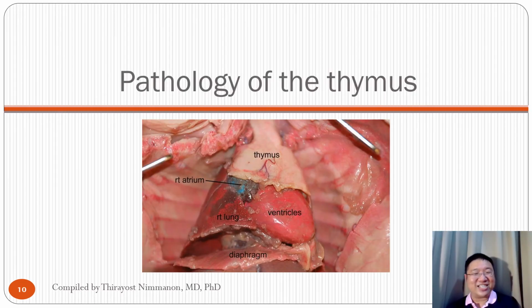And the last organ, the thymus, pathology of the thymus. The thymus is located in the anterior mediastinum, the anterosuperior mediastinum here. In adults, it is quite atrophic. It reaches the largest size during the adolescent age group.